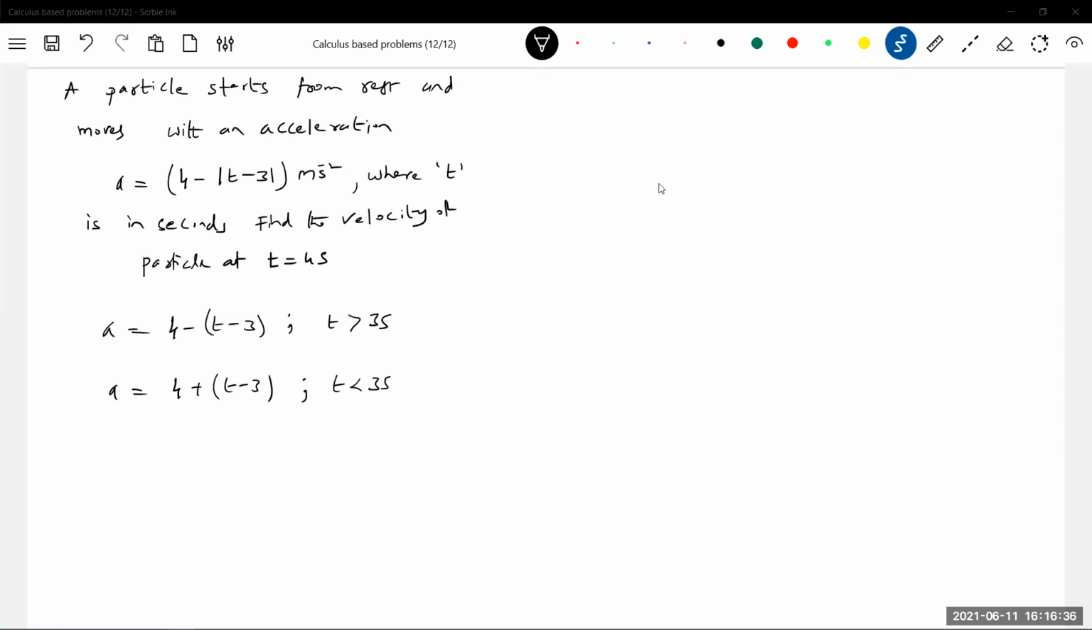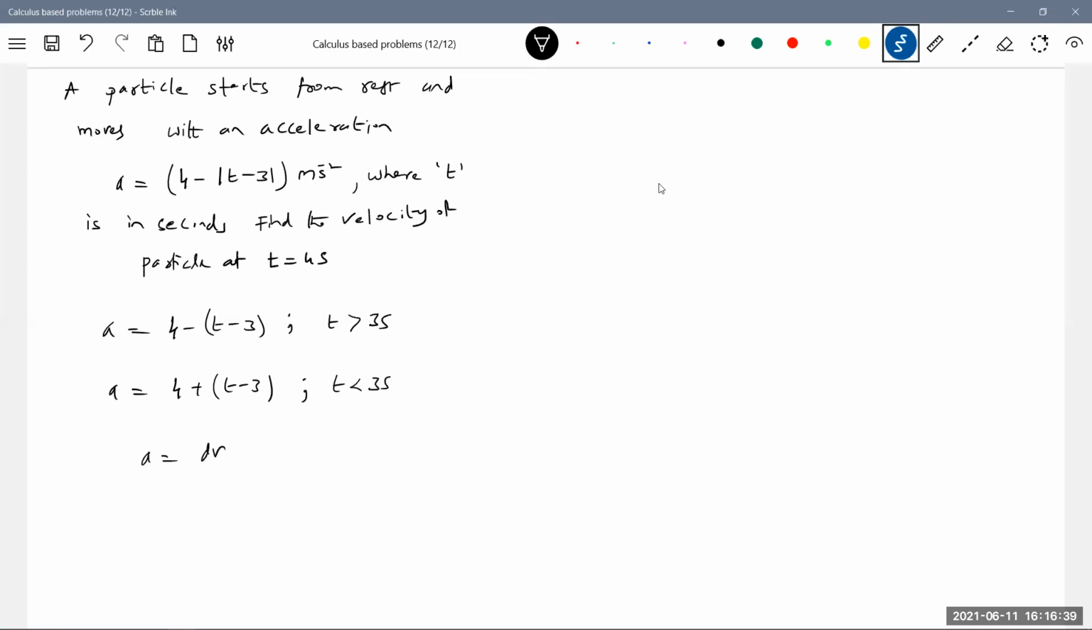So what is acceleration? We know acceleration equals dv by dt. Further, dv is equal to a dt. Now the limits are going to help us a lot. 4 seconds is asked. So 0 to 3 we will put, and 3 to 4, because altogether the velocity is asked. So dv from 0 to v will be a dt plus a dt, 0 to 3, 3 to 4.